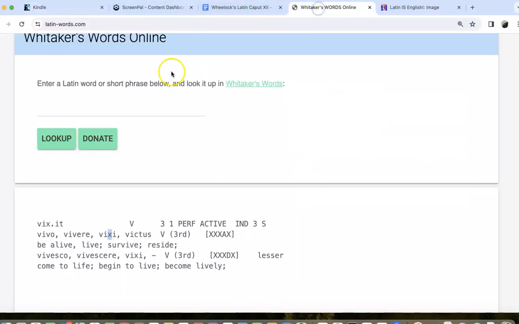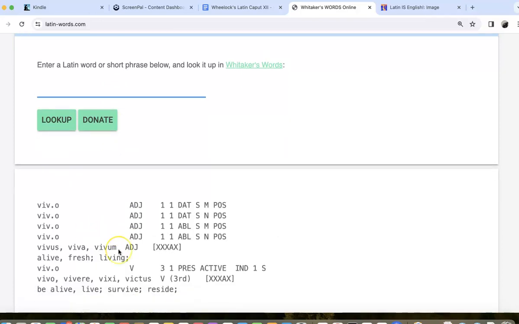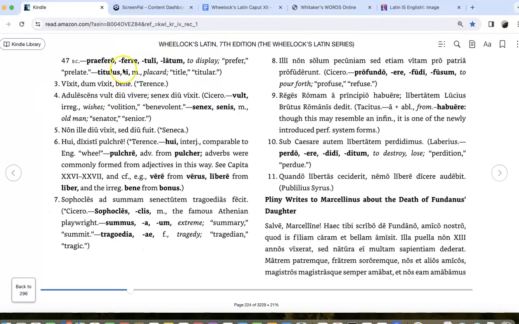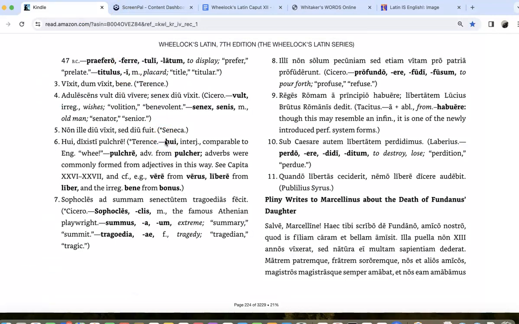So if we take a look at this right here, I'll type in vivo. You can see here is our second principal part. So I live, to live, I lived, and then to be lived, or to survive, and so forth. We haven't had the fourth principal part yet, but these are important to learn. It's no different than English. I go, I went, I have gone. I eat, I ate, I have eaten. So these have to be memorized in English too.